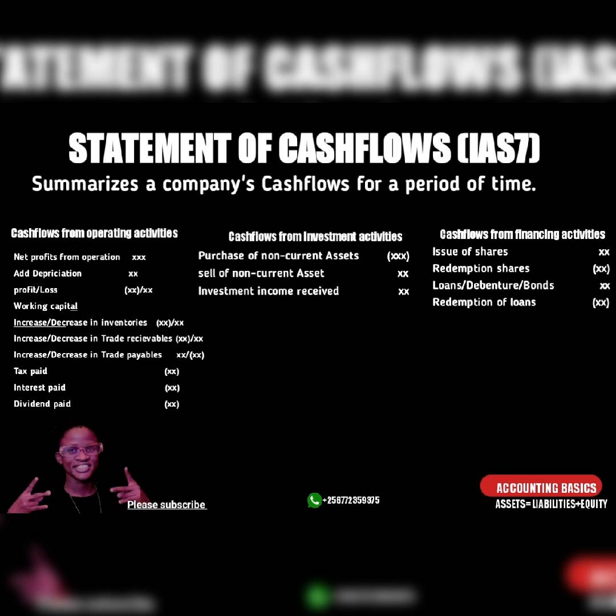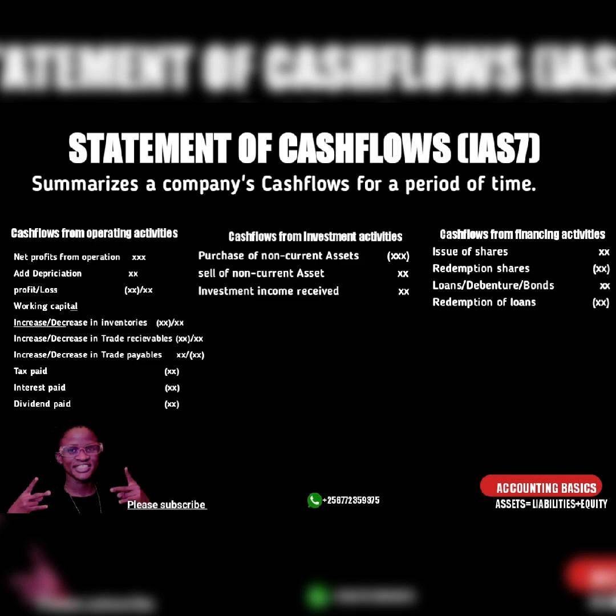So if inventory is decreasing, for example, in the last year it was 5,000, but now it is 4,000 in the current year, that means money is flowing in because you're selling that inventory. So you have to add it because it's a cash inflow. What I forgot to tell you is that cash inflows, we add them, and cash outflows, we less them.